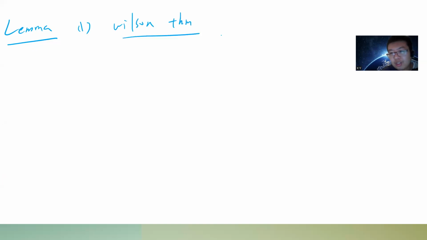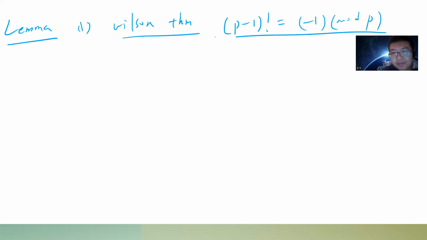Okay. So lemma. The first lemma is Wilson's theorem. If you don't know how to prove it, maybe you can check my other videos. Wilson's theorem tells you that (p minus 1) factorial is minus 1 mod p.